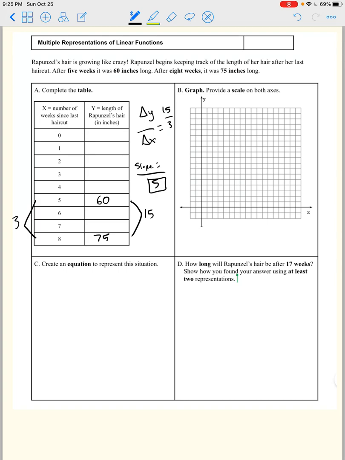So we see that week 5 it's 60, week 6 would be 65, week 7 it would be 70. Then we can fill in the rest of the table: 55, 50, 45, 40, 35. So it looks like it was 35 inches when she last got her haircut.